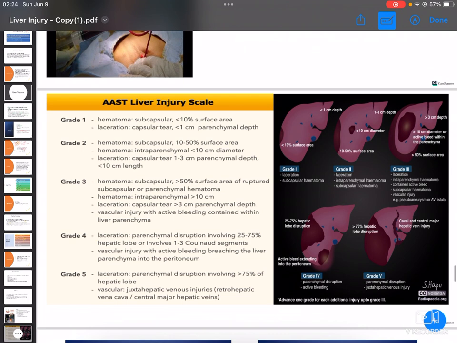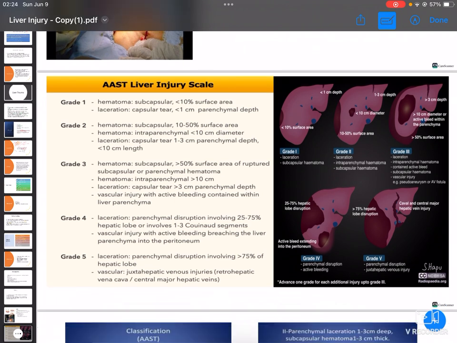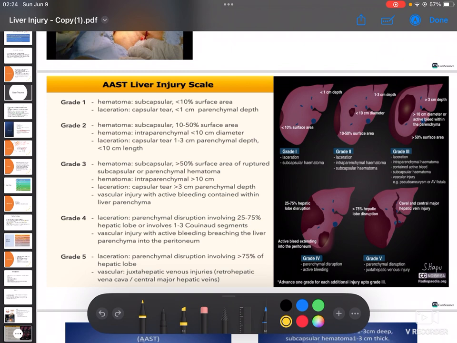Now, if we consider the AAST, American Association for the Surgery of Trauma, subcapsular laceration and subcapsular hematoma: in grade 1 the hematoma is less than 10%, and laceration less than 1 centimeter. The second grade is also the same, 10 to 50%, but there is another one, hematoma and laceration, and hematoma is of two types: one is subcapsular hematoma and the second is intraparenchymal hematoma. This is also less than 10 centimeter.